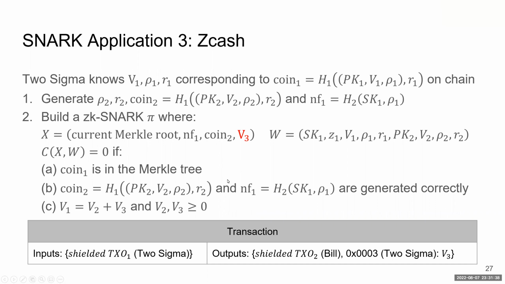Yeah. I see. Is there a reason for ρ2 and R2 to be 2 separate random variables instead of merging them as 1? Yes. The reason why we need 2 separate random variables is because one of these 2 random variables is going to be used in the nullifier, whereas the other one is not.